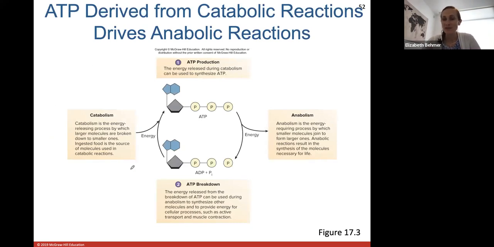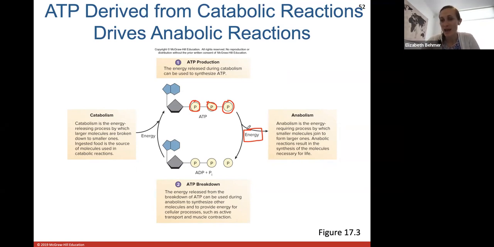ATP is derived from catabolic reactions and drives anabolic reactions. So ATP is the process in which our body needs energy, and ATP is produced. The energy released during catabolism can be used to synthesize ATP. And this is a look at what ATP looks like. It's called adenosine triphosphate, because it has these three phosphate groups on. ATP is really important in our bodies. Our bodies need energy, and our bodies get energy when we break apart these phosphate groups off of ATP.